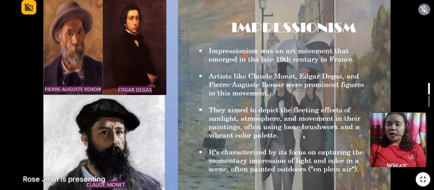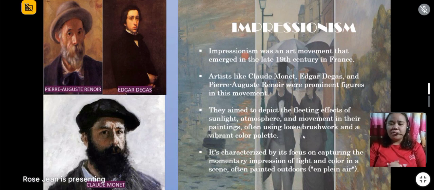So the key characteristics of Impressionist paintings include visible brushstrokes, a focus on capturing the effects of light, vibrant colors, and an emphasis of movement and atmosphere. The use of complementary colors and broken brushwork were also common techniques employed by Impressionist artists to create a sense of vibrancy and dynamism in their works.